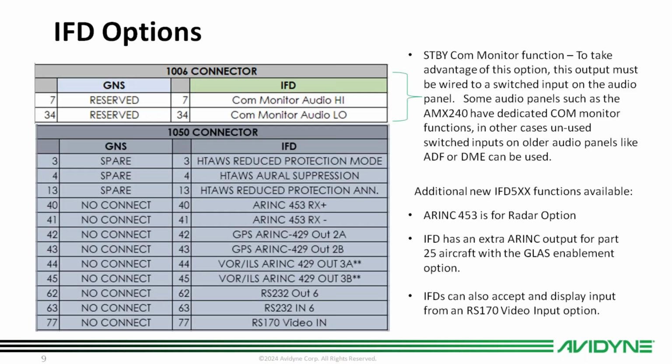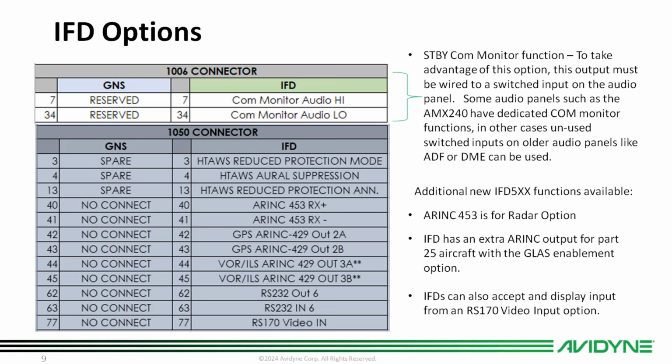And then we have the comm monitor function. So this is a standby comm monitor function. To take advantage of this, it will have to get wired to your audio panel. Some audio panels have a dedicated comm monitor function, so it'll actually say comm mon 1 or 2. So like in the case of the AMX 240, a lot of people have some older audio panels, which works just fine too, that don't have any ADF or DME, which the IFD can actually use for that input.